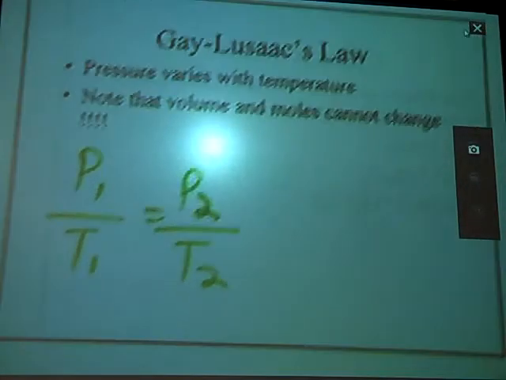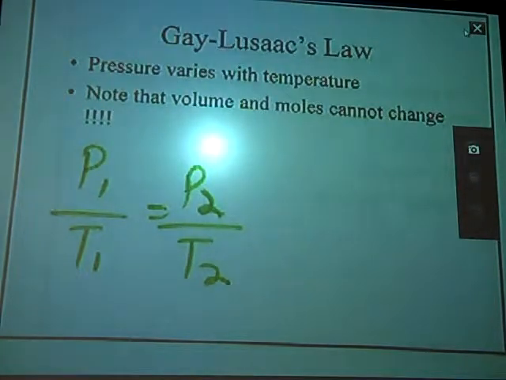Next, we have two gentlemen, one with the last name of Gay and the second with the last name of Lussac, and together they discovered this particular law that noticed the variation of pressure with temperature. So P1 over T1 equals P2 over T2. Again, pressure's units do not matter, so long as they use the same unit for P1 and P2. However, temperature has to always be in Kelvin.